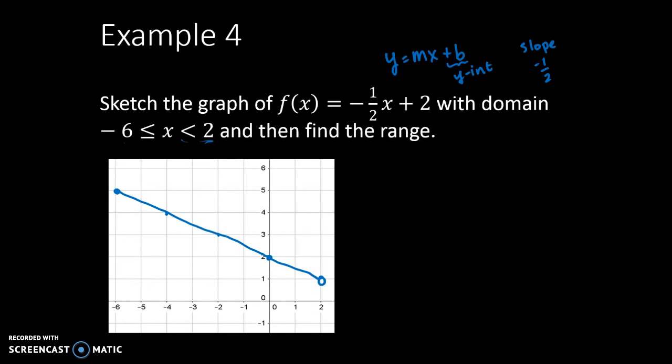The range of this function, if I put my pencil on the lowest point, is at 1, but the 1 is not included. So I have the lowest point at y equals 1. The highest point is at y equals 5, and then I have all the points in between. And y equals 5 is filled in. So my inequality, or my interval notation, would be from 1 to 5, including the 5.